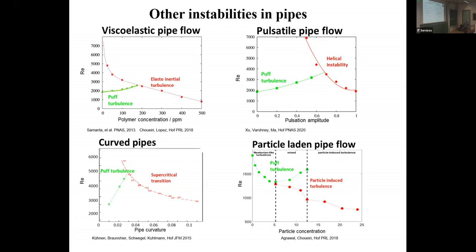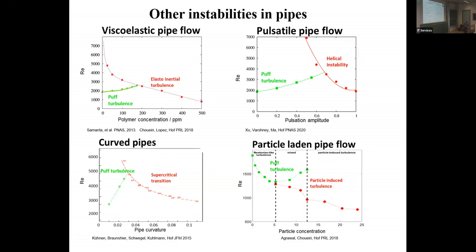You can do the same thing, just you don't add polymers, but you let your flow pulsate. So you increase your pulsation amplitude, puffs again get delayed, the puff transition, and in this case you get again a different instability to a helical mode. You can also do none of those, but you curve your pipe. Also in this case, the puff transition gets delayed.